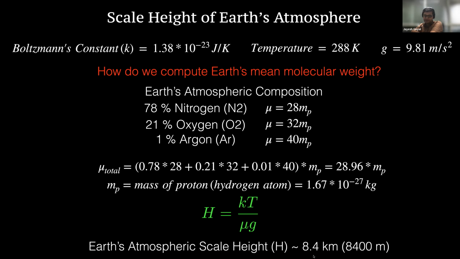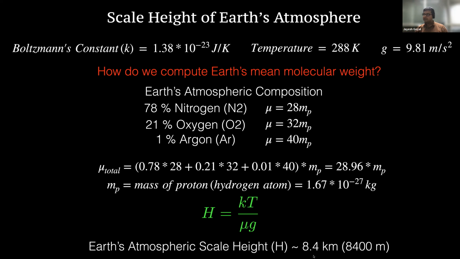So in a sense, most of the Earth's atmosphere is contained in this 8.4 kilometers. Basically, the pressure decreases exponentially as you go higher in the Earth's atmosphere. So this is the Earth's atmospheric scale height.